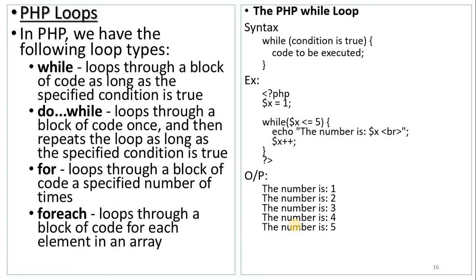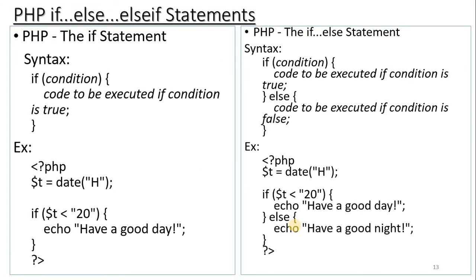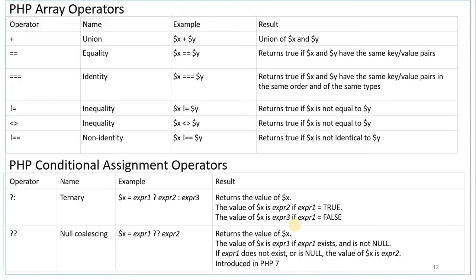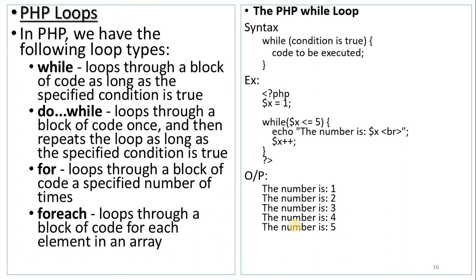So next is PHP loops, that is while. We have 4 different kinds of looping statements: while, do while, for and for each. The previous ones you call conditional statements: if, else if ladder, switch, these are all the conditional statements. And next is looping statements, where we have 4 kinds of looping statements: while, do while, for and for each, or you can say iterative statements.